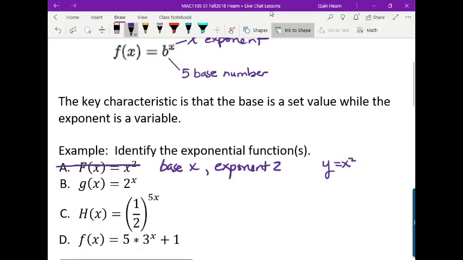All right, so let's look at part B. For part B, the base is the number 2, and the exponent is the variable x. So yes, this part B is an exponential function. Okay, in part C, we have capital H of x equals the base 1/2 to the power of 5x. What do you think? Is that an exponential function?